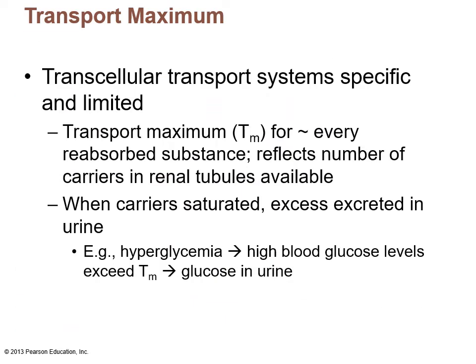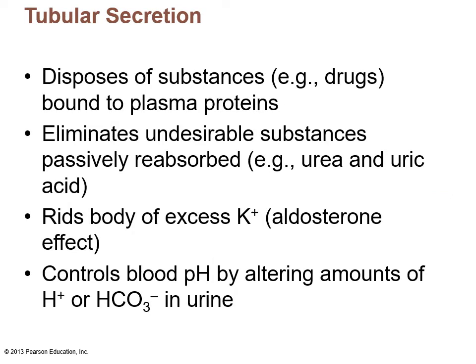Now, there is a transport maximum for most substances that are reabsorbed, and that's due to the number of carriers in the renal tubules that are available for reabsorption. When those carriers are saturated, the excess is excreted into the urine. For example, if a person has hyperglycemia and too much glucose floating around in the blood, once the carriers to reabsorb it are maximized, the rest spills off into the urine. That's why you see a lot of uncontrolled diabetics with high amounts of glucose in their urine, because they've oversaturated the carriers responsible for bringing the glucose back into the blood.